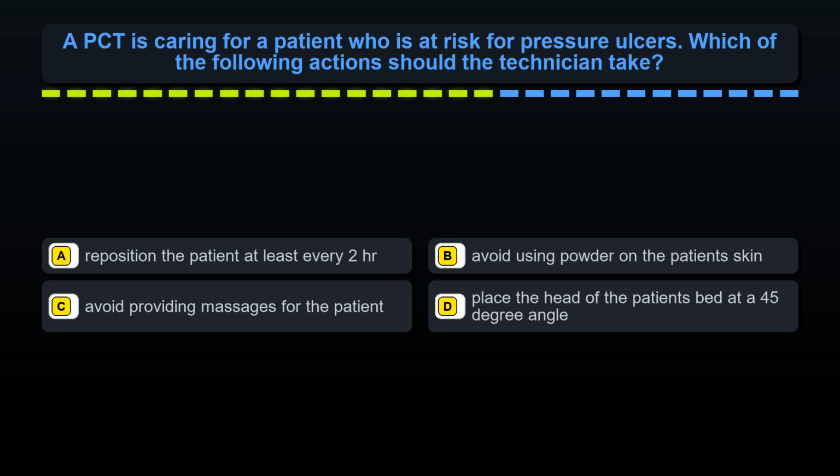Option A. Reposition the patient at least every 2 hours. Option B. Avoid using powder on the patient's skin. Option C. Avoid providing massages for the patient. Option D. Place the head of the patient's bed at a 45-degree angle.